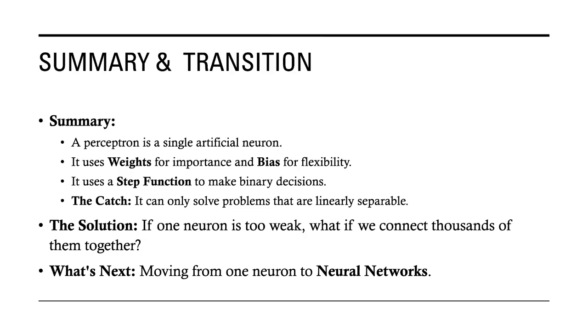So in short, a perceptron is a single artificial neuron. It uses weights and bias. It uses a step function, which is called an activation function. But the problem is it can only solve problems that are linearly separable.